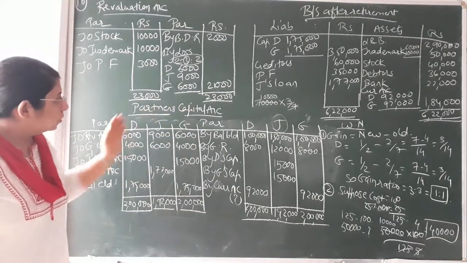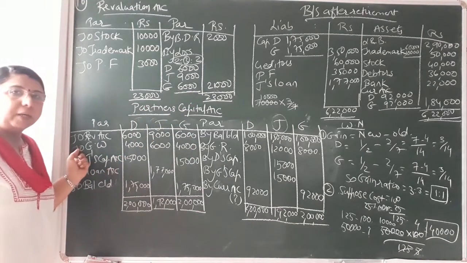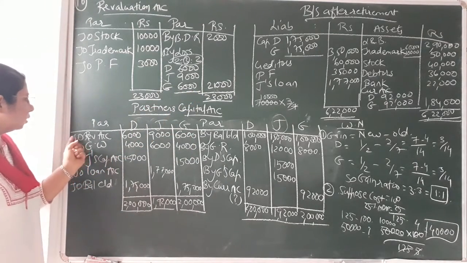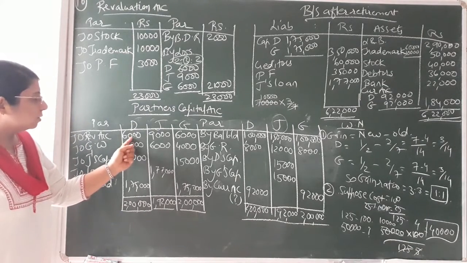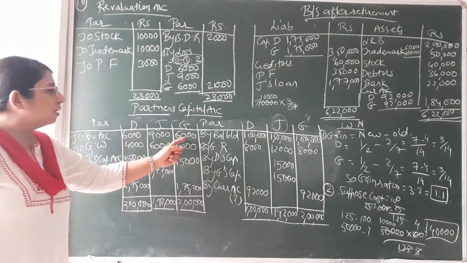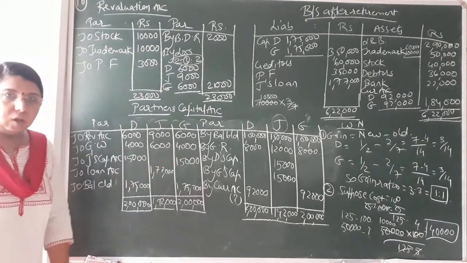So the next loss entry would be on the partner's capital account debit side. You can see I've written "to revaluation account, that is loss". For D it is 6,000, for J that is 9,000 and for G that is rupees 6,000.